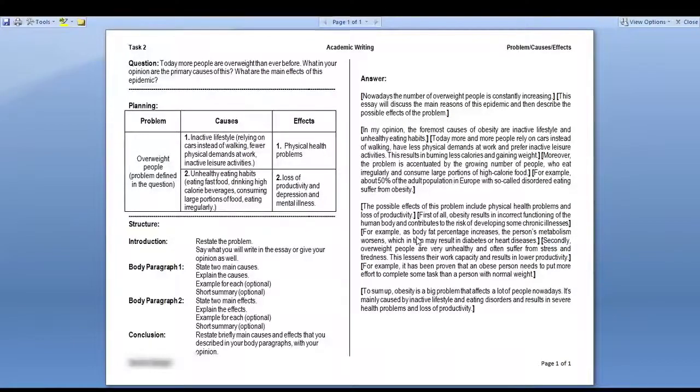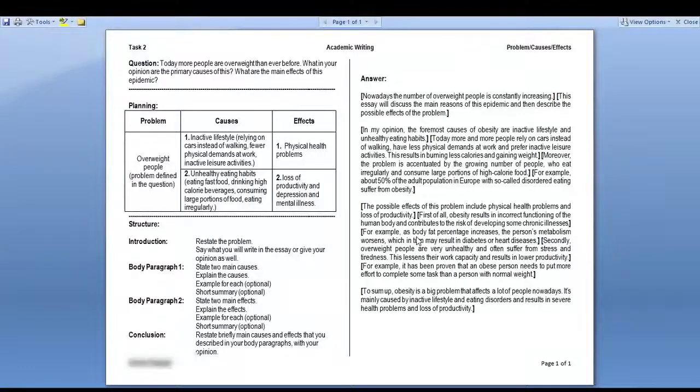Always begin your example with for example. Please do not ever use abbreviations like for eg or for ex. Don't use that. Write the full form, for example, comma. So I've given an example as well, and that is the end of my causes.